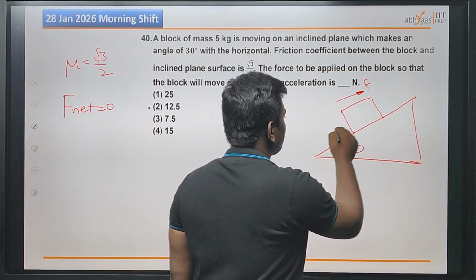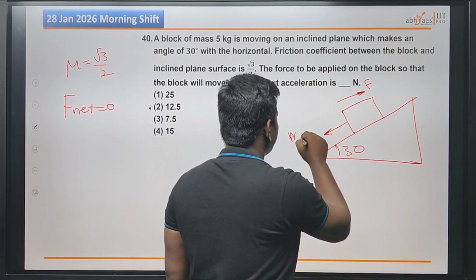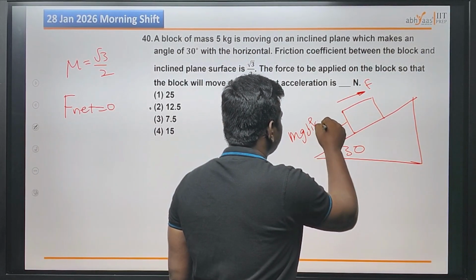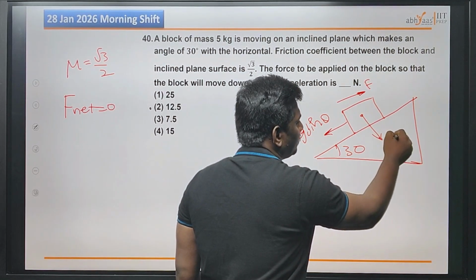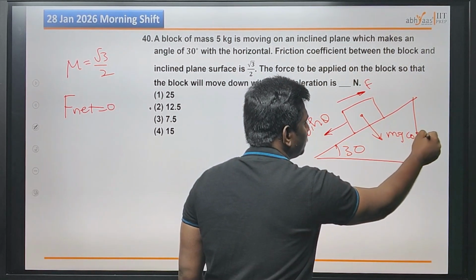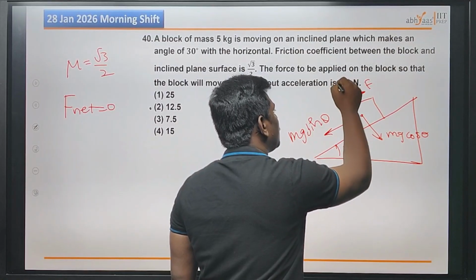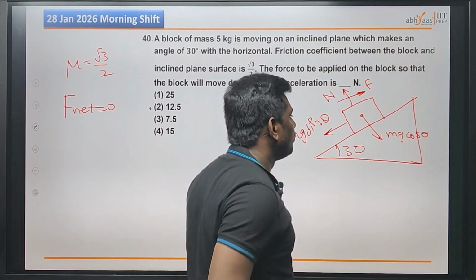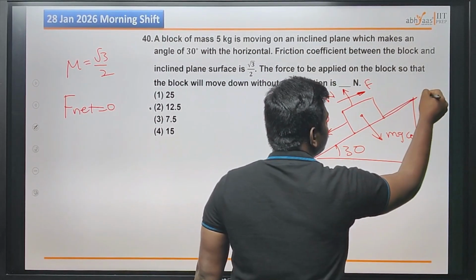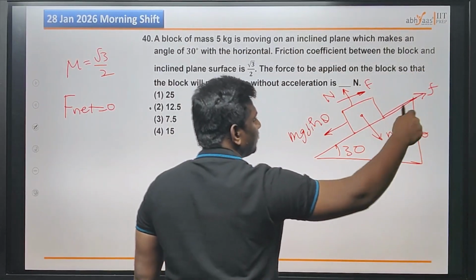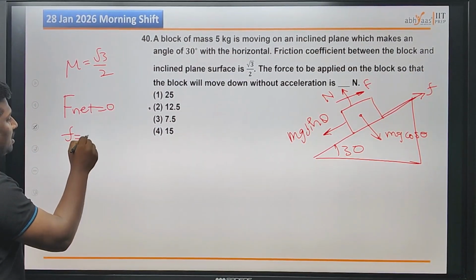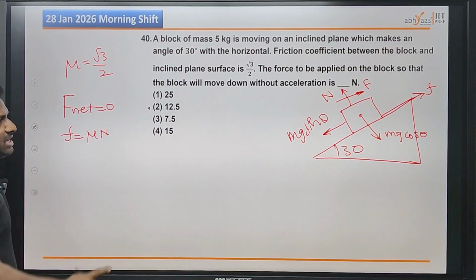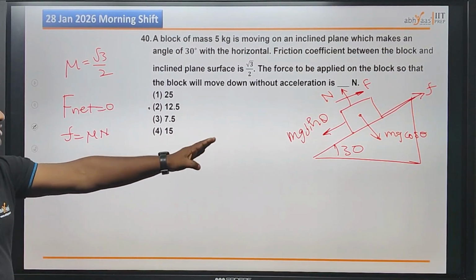So see here, downward you will get mg sine theta. At this point you will get mg cos theta. Upward you will get a normal force, that is N. We know that. On the back side you will get one frictional force F. F is nothing but mu N. What is N? N is nothing but mg cos theta.